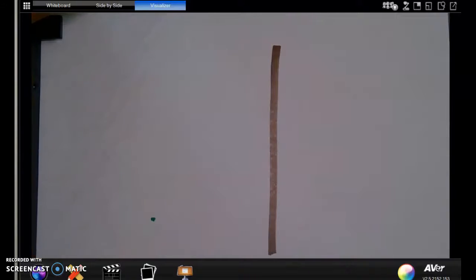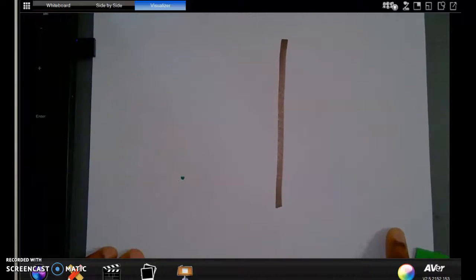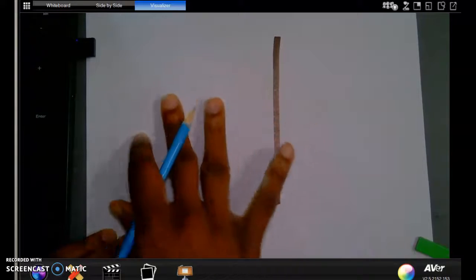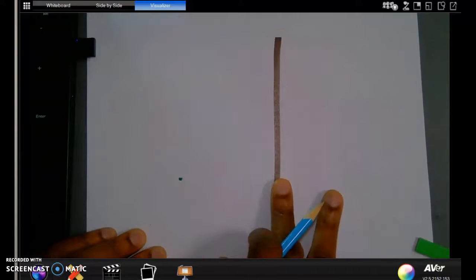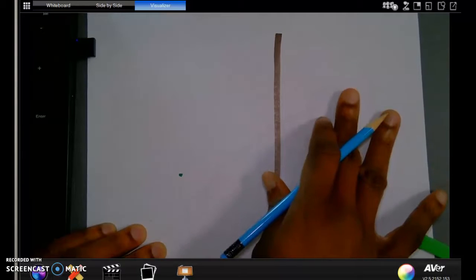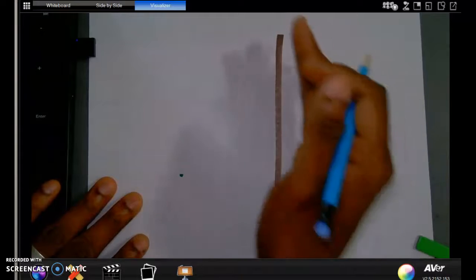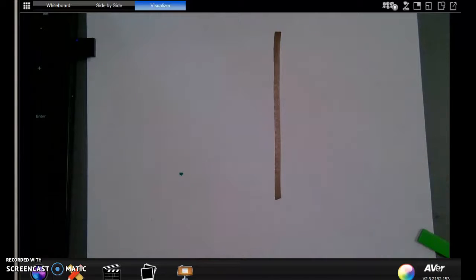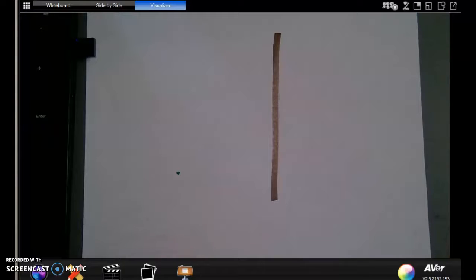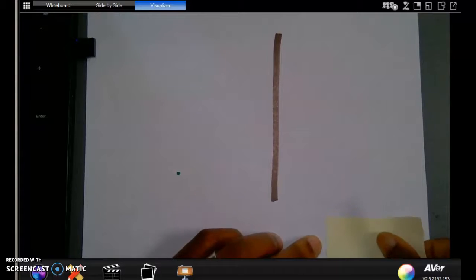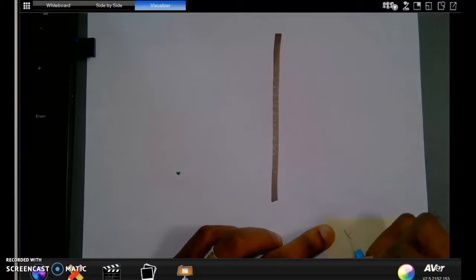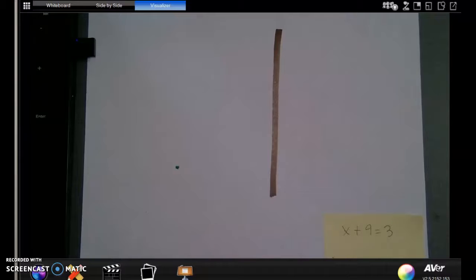I'm going to use this white sheet of paper. The white sheet of paper is going to represent one side of the equal sign. This line is going to represent an equal sign, and this is going to represent what's on the right side of the equal sign. So left of the equal sign, right of the equal sign, the actual equal sign. So let's go ahead and model what x plus 9 is equal to 3 would look like. Just here in the corner, I'll write x plus 9 is equal to 3.